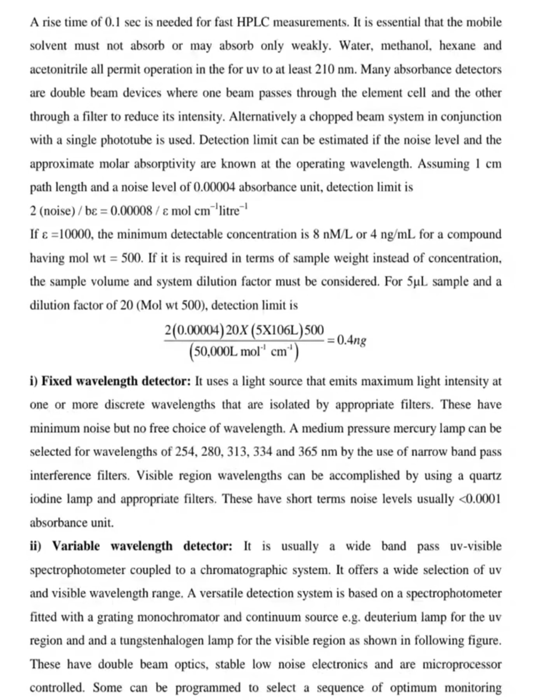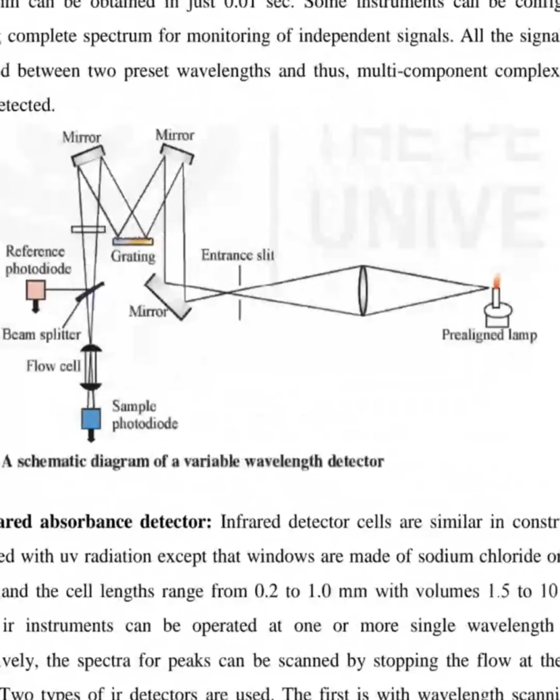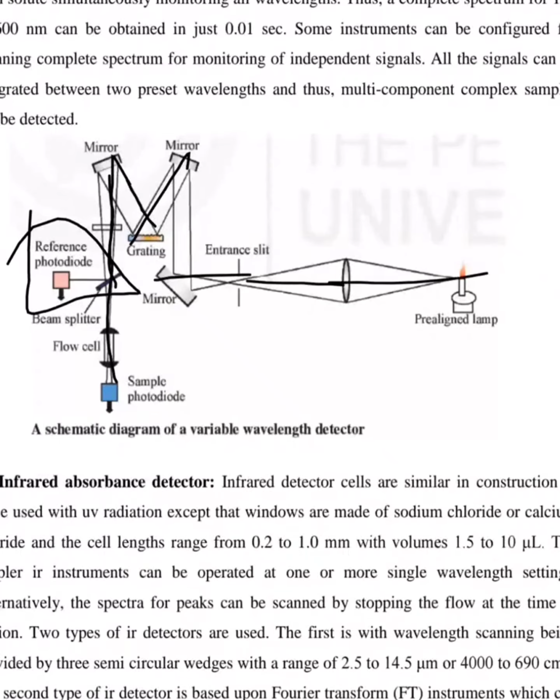Next is the schematic diagram of the detector. The sample is passed through, and the reference photodiode is nothing but the reference. It will give a reference chromatogram, and further mirroring takes place, and it is passed to the convex lens through the pre-lensed lamp. So it can be determined here.